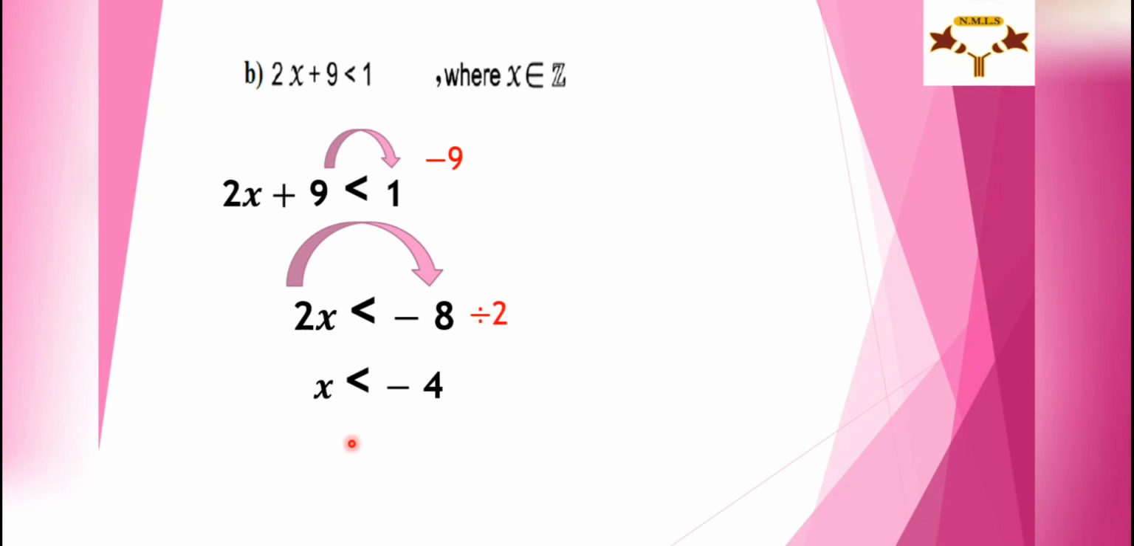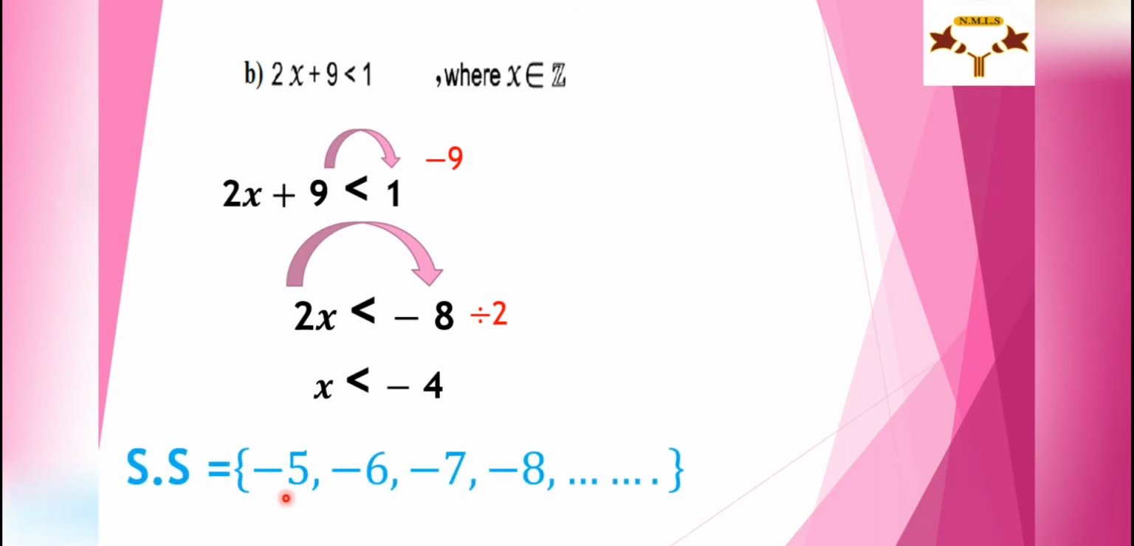So here I will ask myself again, what are the numbers that are smaller than negative 4? So I will find that the solution set is negative 5, negative 6, negative 7, negative 8, negative 9, negative 10, and so on. Okay, another example. M minus 5 greater than or equal to the absolute value of negative 7.